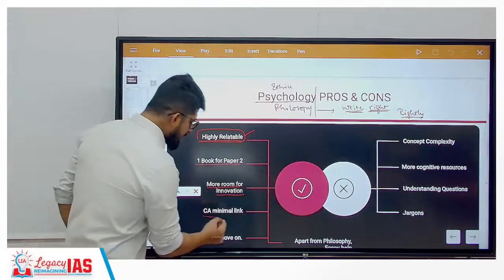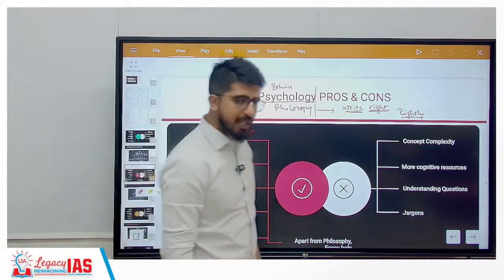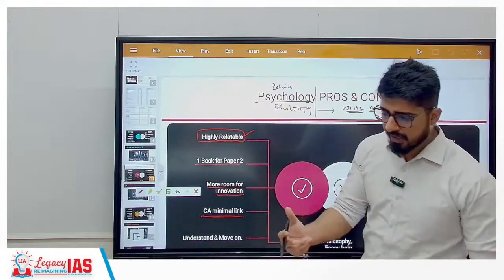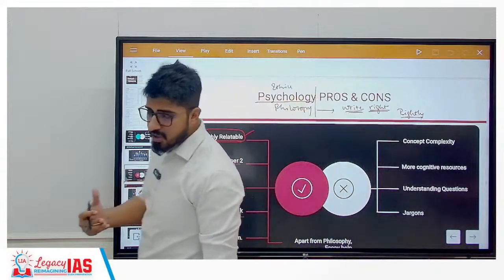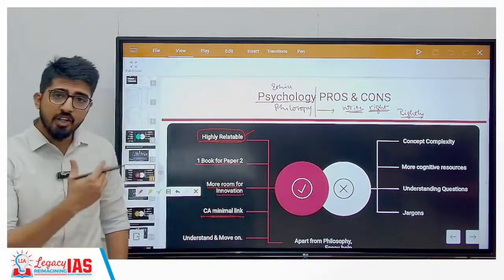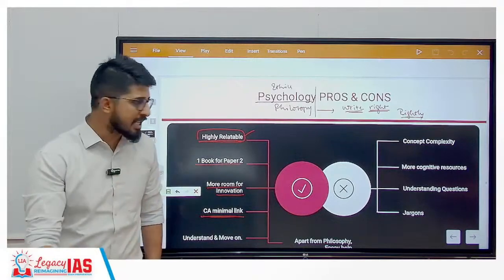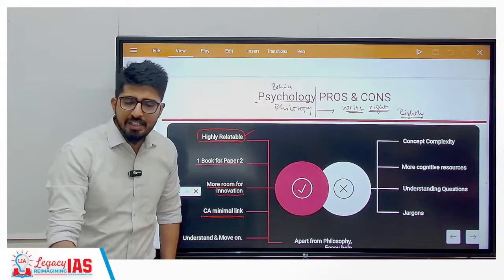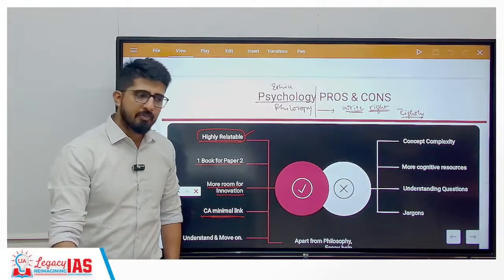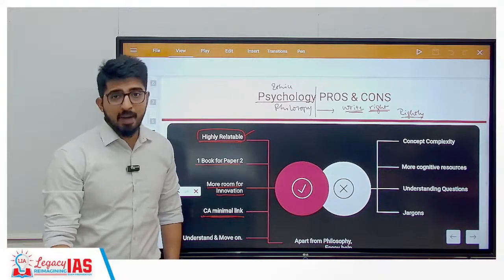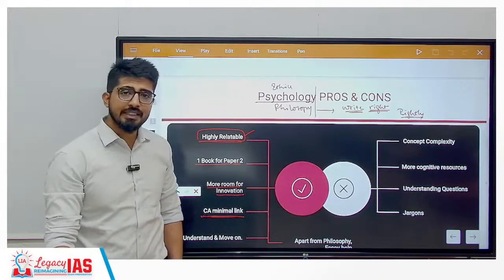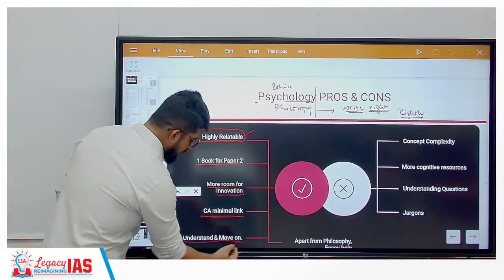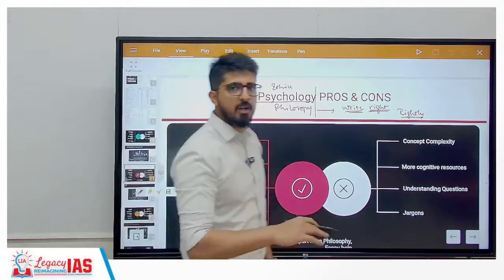And current affairs link is pretty minimal, very minimal in the sense. Anthropology, there is a lot of research that happens, and it finds mention in your research papers as well, and it gets acceptance as well. However, in psychology, while research happens, the acceptance is relatively lesser, and at the same time, in the Indian context, the research happens lesser. So because of this, the CA link is quite minimal. You have to just understand and move on. Less to remember, more to understand.